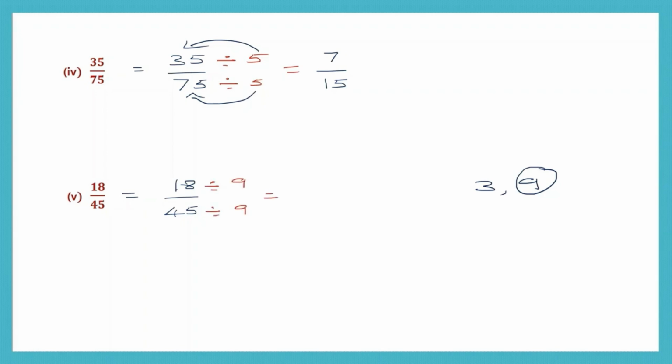Now what do we get here? 9 into what is 18? 9 2s are 18 and 9 into what is 45? 9 5s are 45. So what's our answer? 2 by 5.